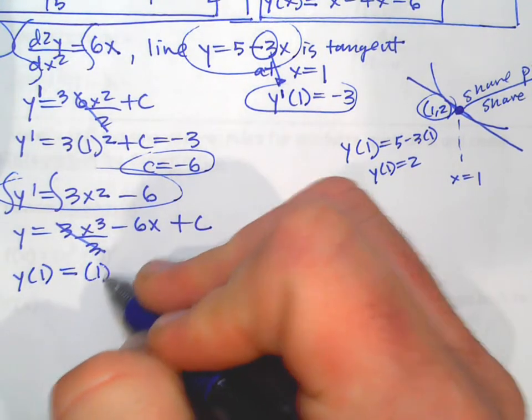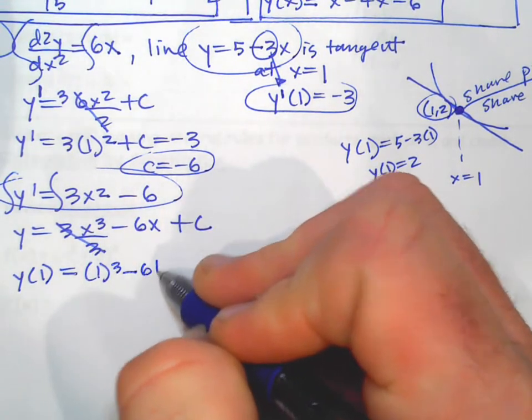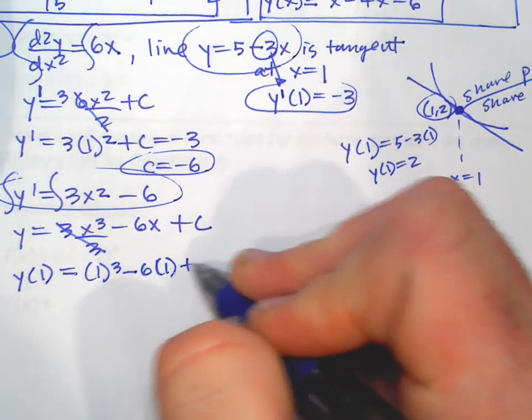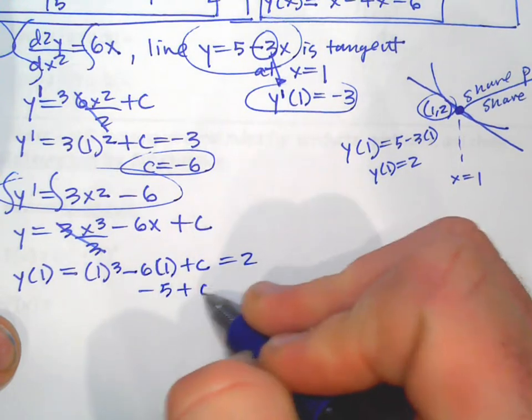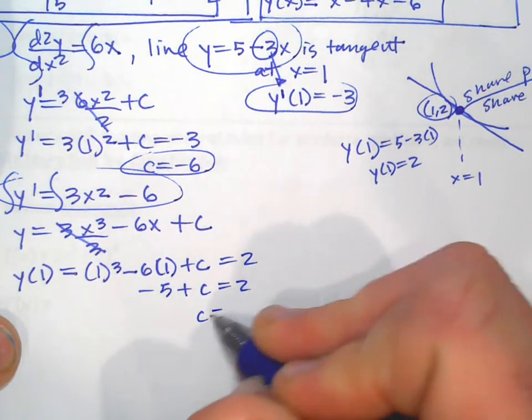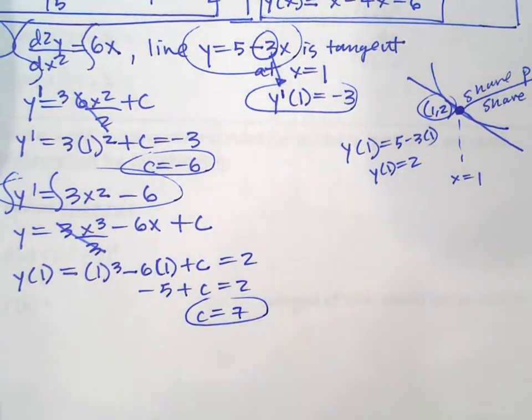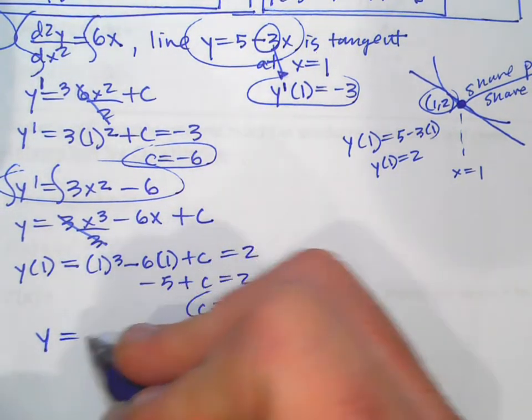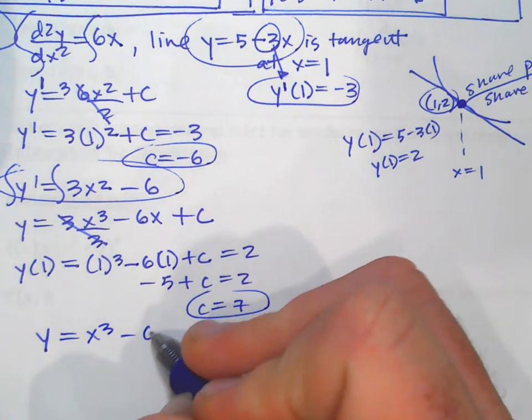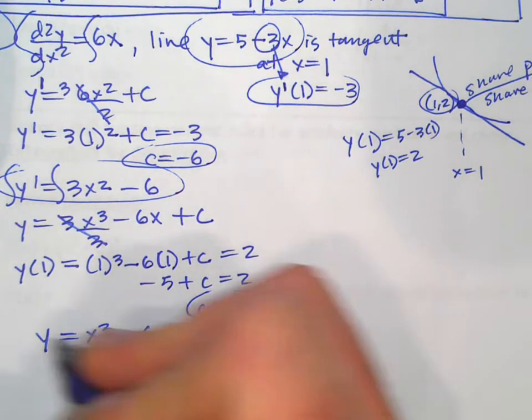Plug 1 in, and it should give us 2. That's going to be -5. So that's going to give you c equals 7. It's a different c, right? So your final answer is going to be y equals x cubed minus 6x plus 7.